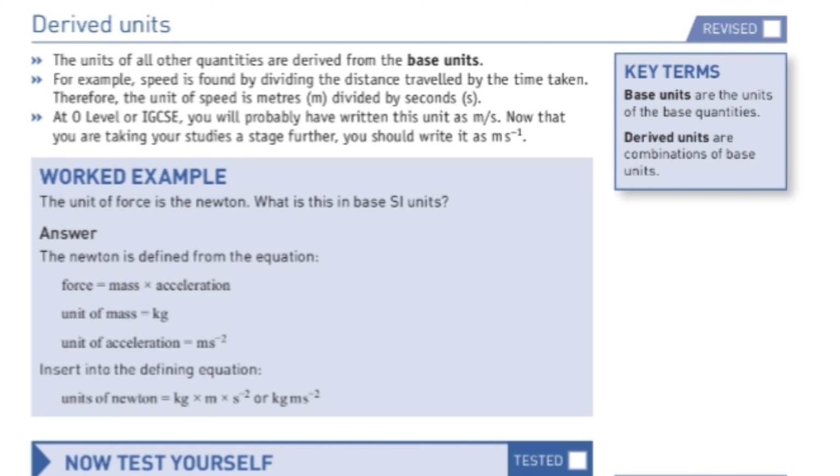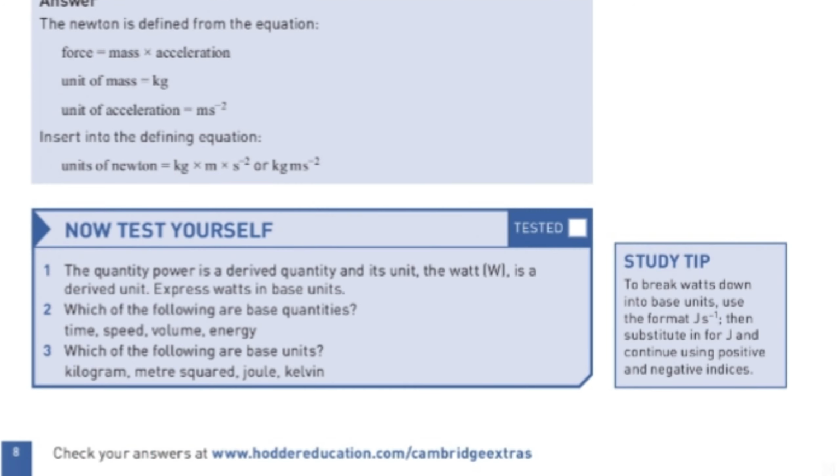Study tip. To break watts down to base units, use the format joule per second, then substitute in joule, and continue using positive and negative indices. Now, test yourself. Question number 1. The quantity power is a derived quantity and its unit, the watt, is a derived unit. Express watts in base units.